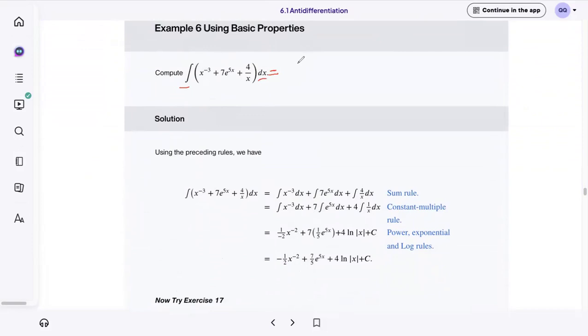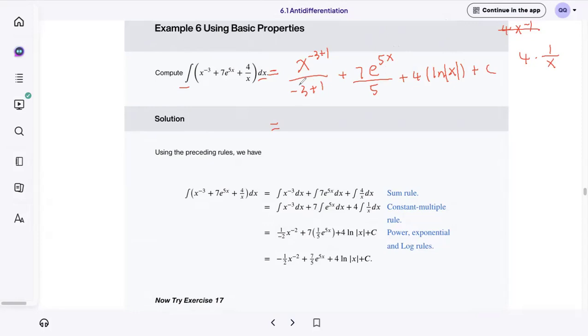So x raised to -3: we're going to do x raised to -3 plus 1, divided by -3 plus 1, plus 7 e to the 5x divided by 5. Remember 5 is the coefficient of x in the exponent. Plus 4x raised to -1: 4 times 1 over x, which gives ln x, and we want to emphasize x to be positive, plus c.